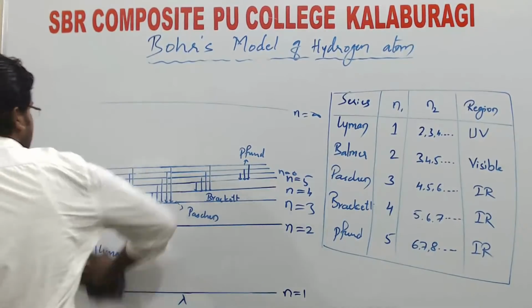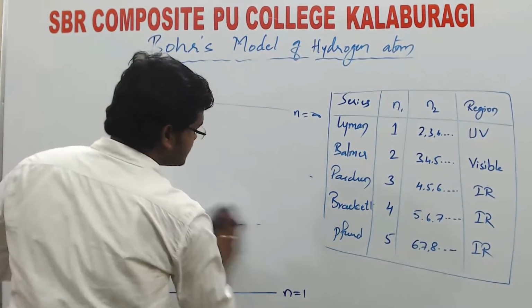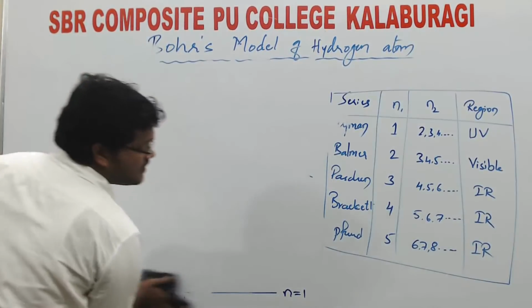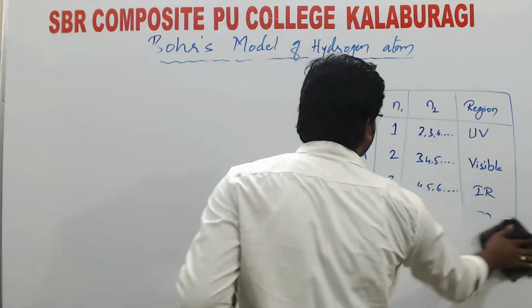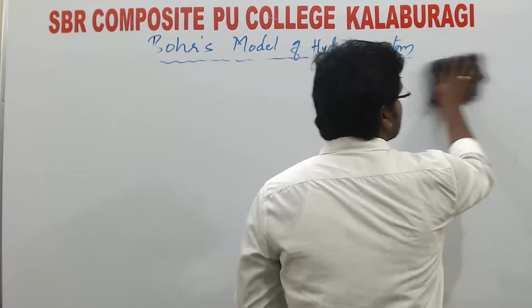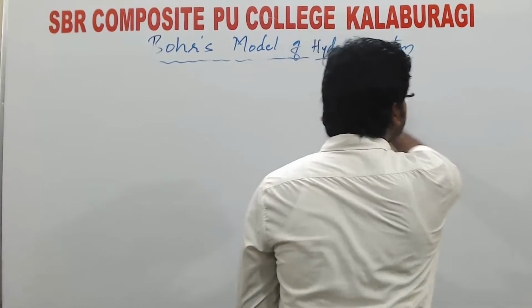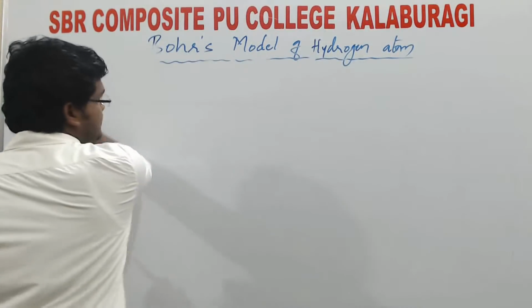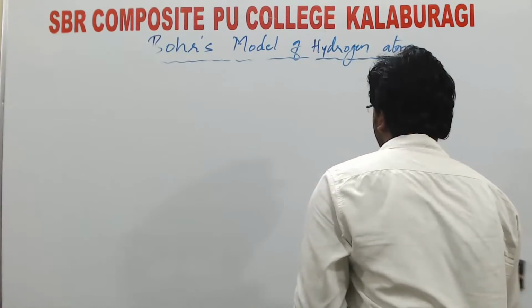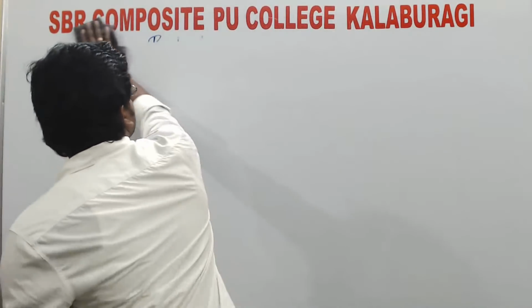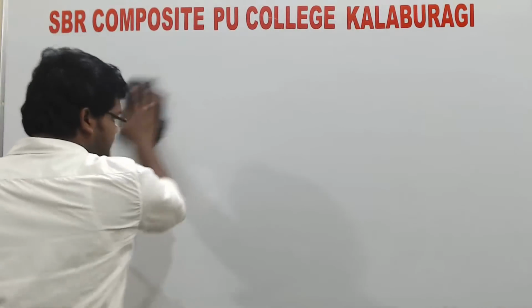The third success. By using Bohr's model of atom, we can even calculate the energy of the electron in an orbit, or the radius too. So let me talk about the third success of Bohr's model of atom. That is what Bohr's theory helped in: calculating the energy of the electron.